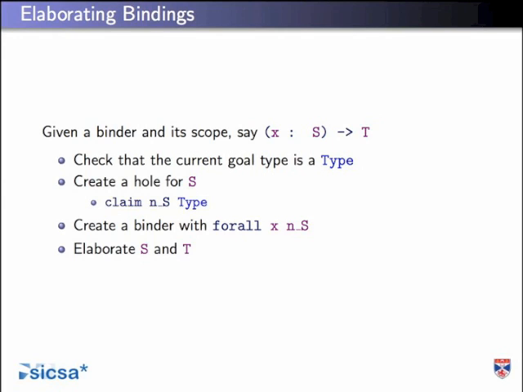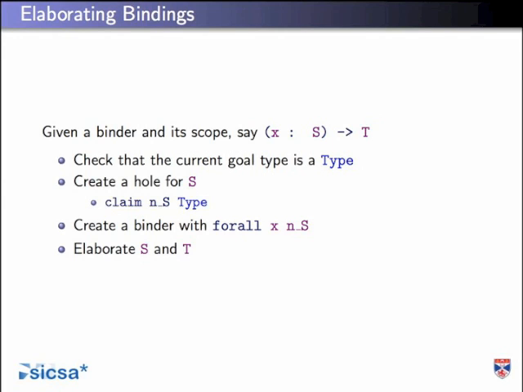So you've got something of this form, x of type s goes to t. Well, we better check that we're looking for a type. If we're not looking for a type, then a function type is not going to work. So we'll tell it it's a type. Then we'll invent a hole for s. So s had better be a type as well. So we claim that s has type.